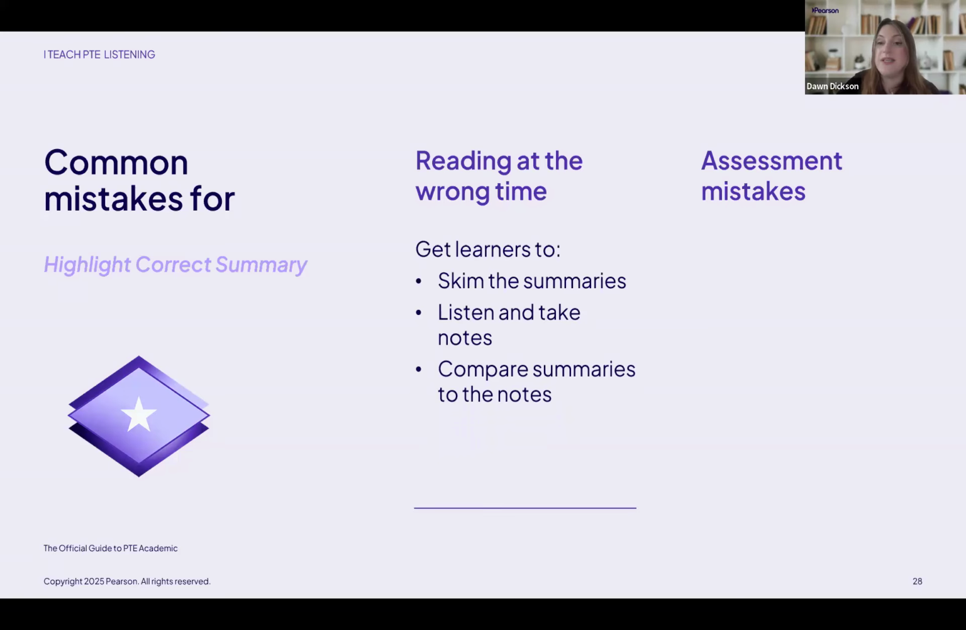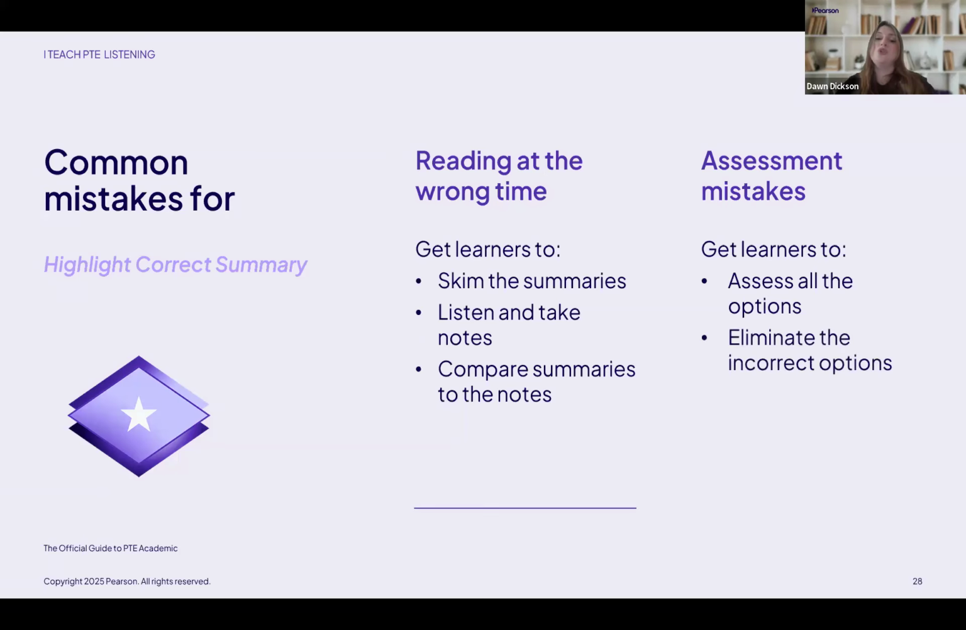Moving on to assessment mistakes. We could get our learners to assess all the options. If they're provided with a number of paragraphs, they should make sure that they're considering all of them and not just randomly selecting the first one that they come to. They're considering them properly. And also they can use what's called a process of elimination. I'm sure most of you are aware of this. For any kind of multiple choice question type, this is a really good technique to use, where we're encouraging learners to actually look for the options that they think are incorrect.